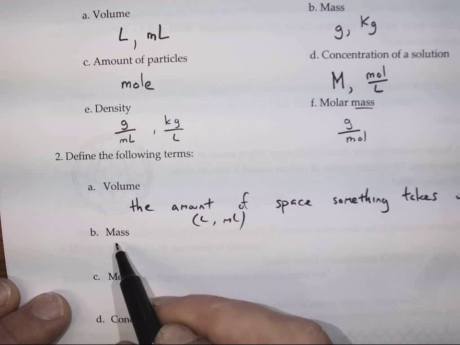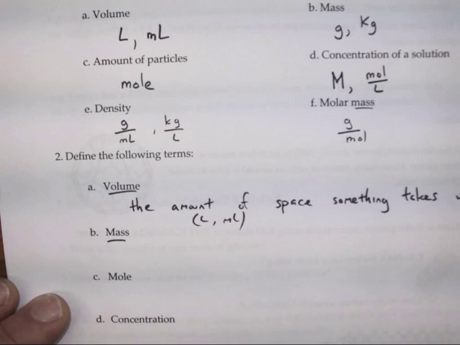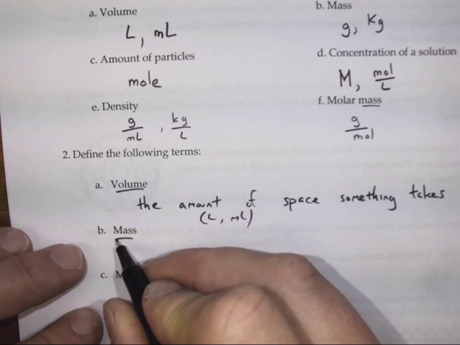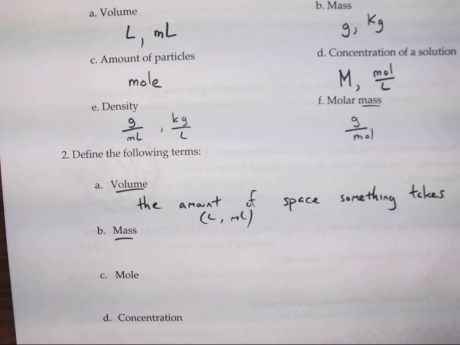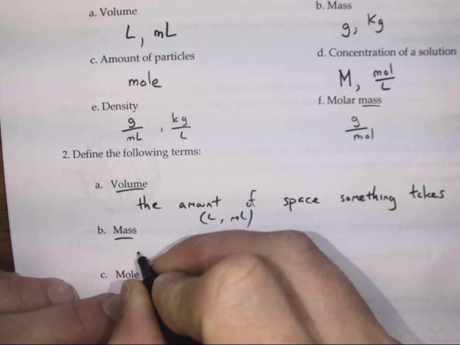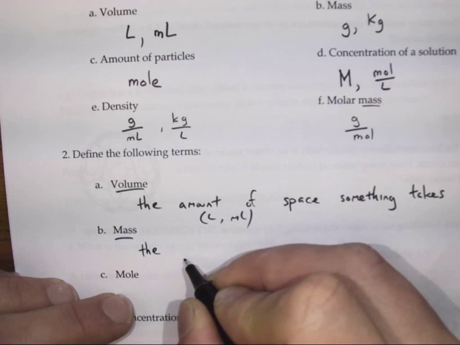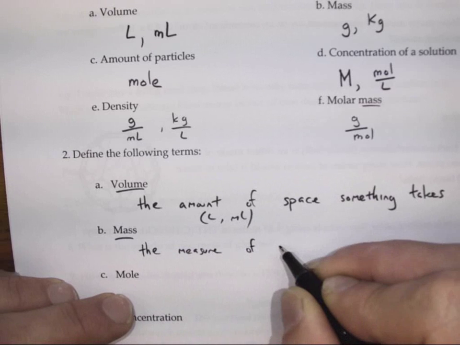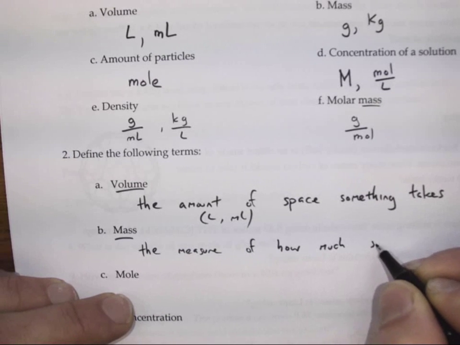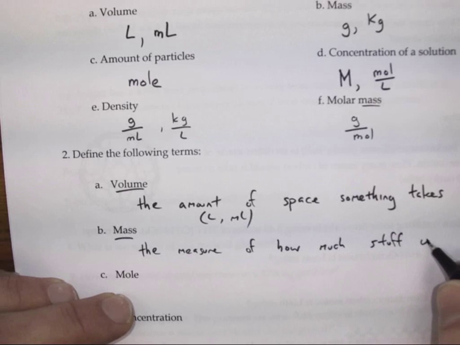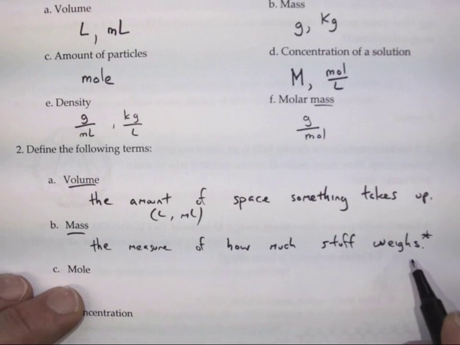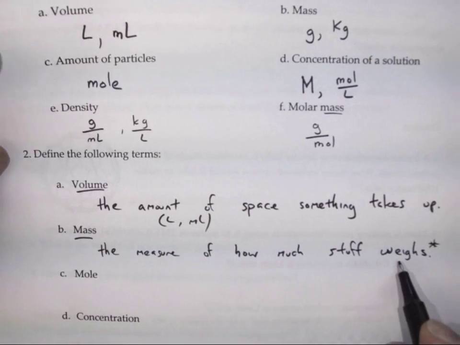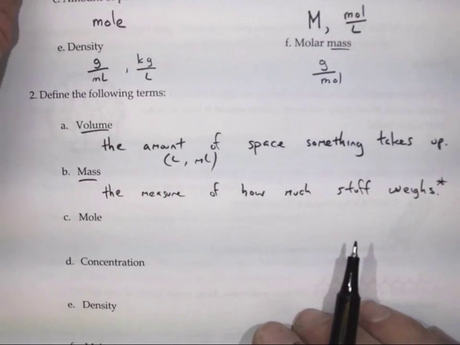Mass is a little bit more difficult to define. It's how much stuff you have. But because we're in chemistry class, not physics, we can ignore some of the more technical definitions of mass having to do with inertia, and we can simplify it to thinking that this is really the measure of how much stuff weighs. And this is technically not true, so I'm going to put a little asterisk here, because there's a technical definition, if you've taken physics, that differs between weight and mass. But that might be a little detailed for us.